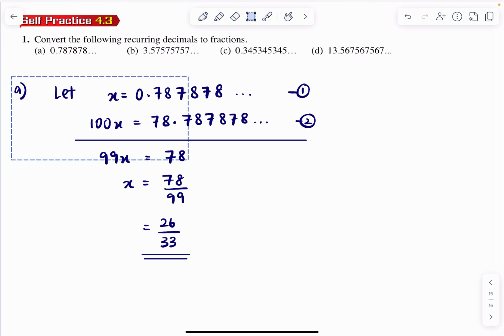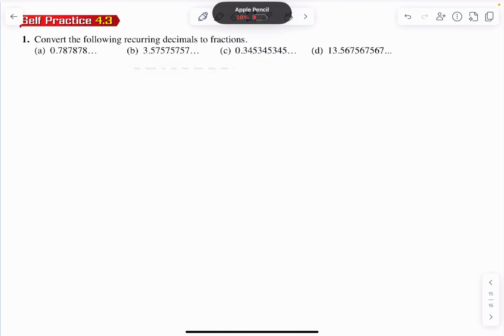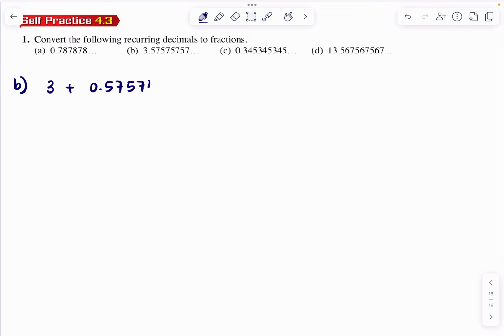Right, let's look at B. So B, there is a small abnormality. So you see 3 here. So what we do is we separate the 3. So it will be 3 plus 0.575757.